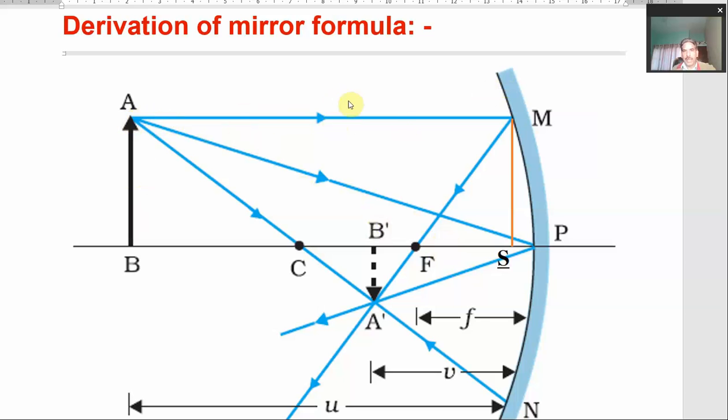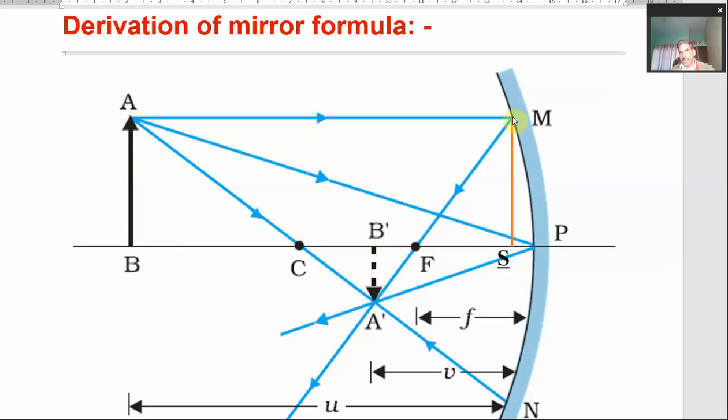One light ray is parallel to the principal axis, and the other one you can draw through the center of curvature or right at the pole. After reflection, these light rays will meet at point A dash, which will be the image of this point A of the object. From here we draw the perpendicular on the principal axis, so it will be A dash B dash. So this is the image of object AB.